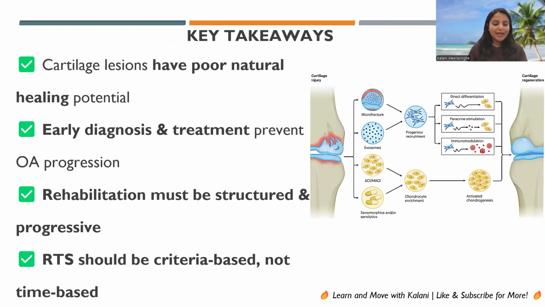So, to summarize, cartilage lesions have poor natural healing potential, and early diagnosis is essential to prevent osteoarthritis, which is the most severe degenerative lesion that occurs in the cartilage of the knees. Rehabilitation should be structured and progressive, with return to sport guided by functional assessments rather than a fixed timeline.